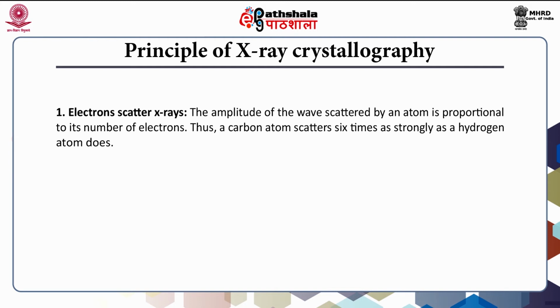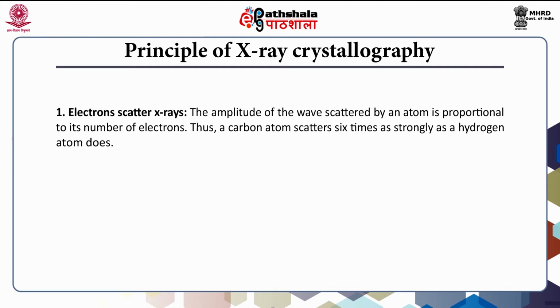The amplitude of the wave scattered by an atom is proportional to its number of electrons. For example, a carbon atom contains 6 electrons. Hydrogen contains only 1 electron, so the amplitude is less compared to the amplitude of the wave produced from carbon, which contains 6 electrons. That is the meaning here: the amplitude of the wave scattered by an atom is proportional to its number of electrons.